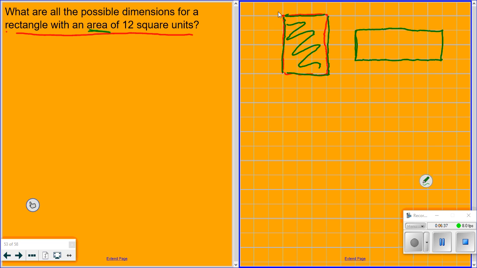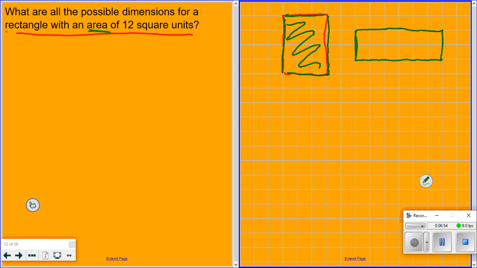I can find it turning upside down. We've got a 2 by 6. If you don't have a 2 by 6, draw it on your paper. I drew 2 by 6. So we've got a 2 by 6. We've got a 3 by 4. Did anyone come out with another one? There's at least one more.